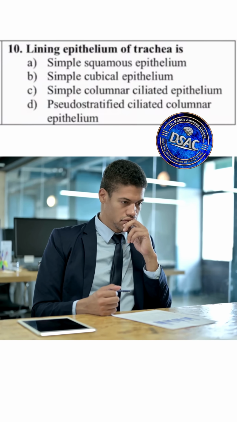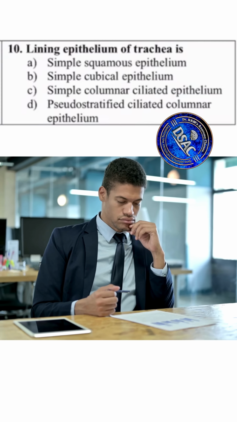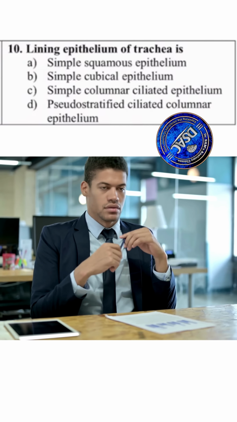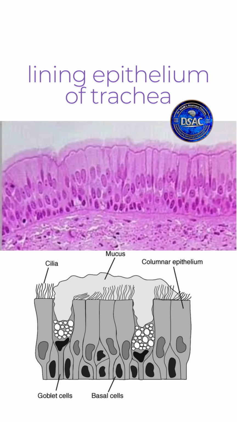Question number 10. Lining epithelium of trachea is simple squamous epithelium, simple cubical epithelium, simple columnar ciliated epithelium, pseudostratified ciliated columnar epithelium. Now this is how you're going to find the lining epithelium of trachea. So you can see the basement membrane here, and over this you find cells of different heights. So the nuclei, you can see they are placed at different levels.